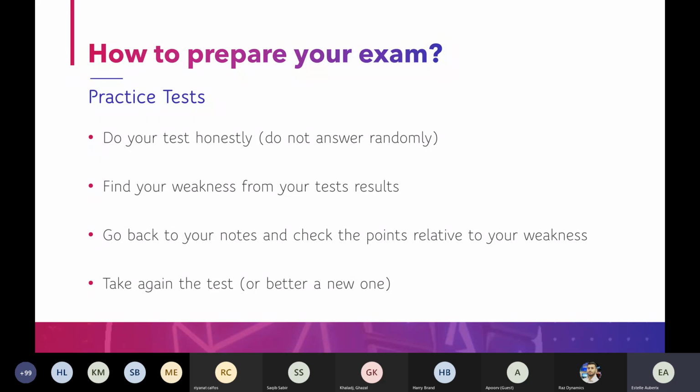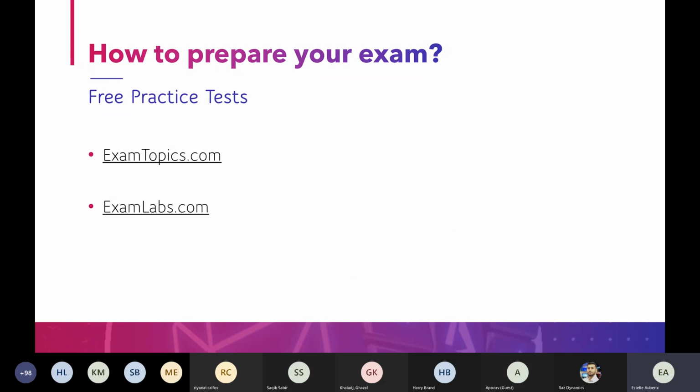So do the test again, and check if your weaknesses are still weaknesses, or if you're now ready at this point, and check your progression again.